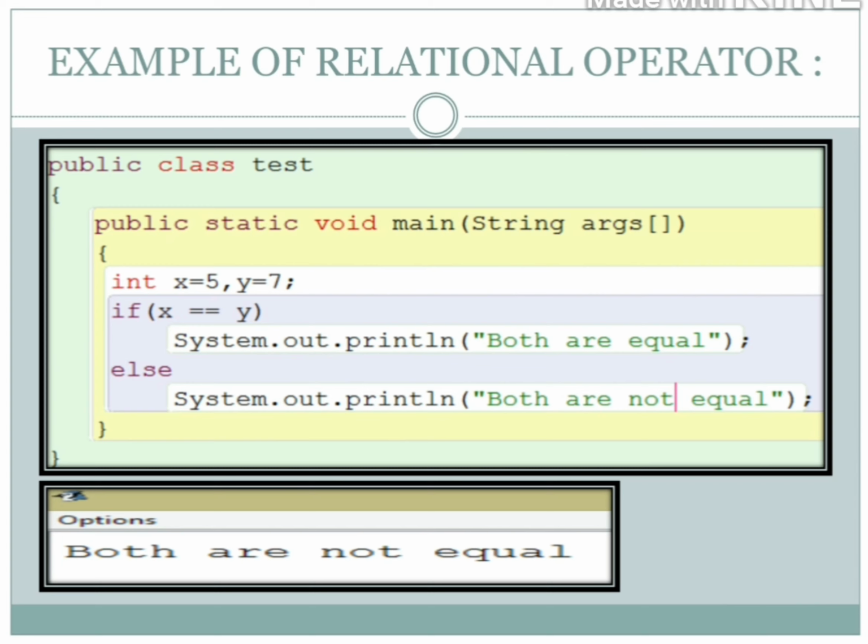In this case, what is the value? x is not equal to y. That's why we are getting false. And when we are getting false in an if-else condition, then the else part executes. That's why the result is both are not equal.